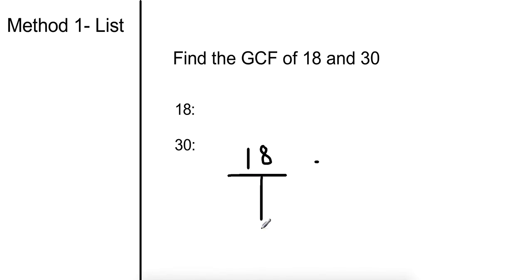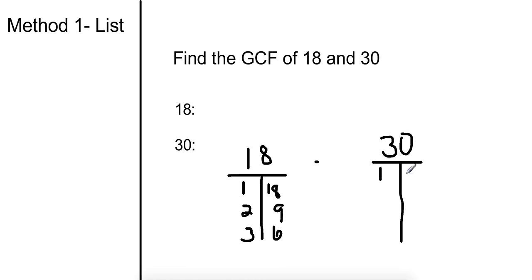And you can just use the one you already have, but you had 1 and 18, 2 and 9, and 3 and 6. So now let's do 30. 30 would be 1 and 30, 2 and 15, 3 and 10. 4 does not go in. 5 goes in because it ends in 0, so it'd be 5 and 6. There are your factors of 30.